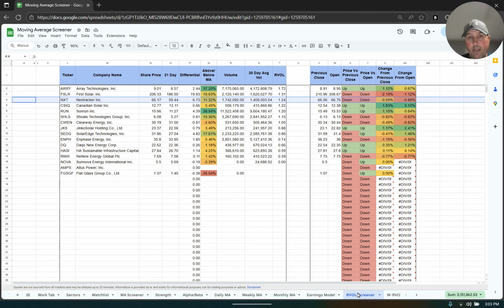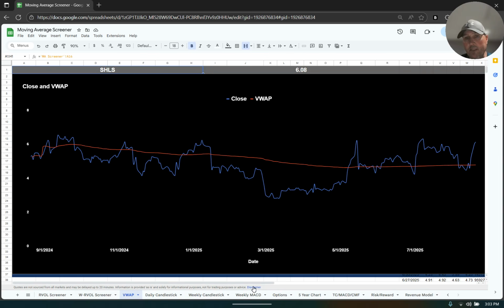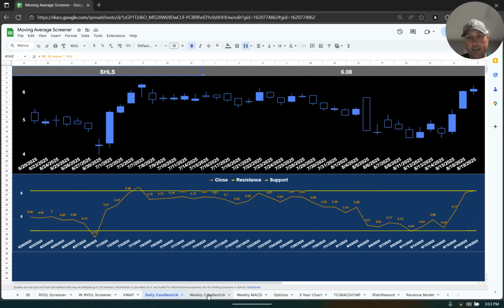Then I just have relative volume screen on a weekly. This is on a daily time frame. I also have it on a weekly time frame. VWAP, where we are in relation to VWAP, we're above the VWAP line. Daily candlestick, you know, are we at resistance? Are we at support? Where are we in between?